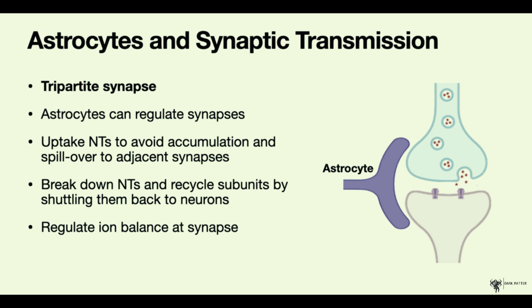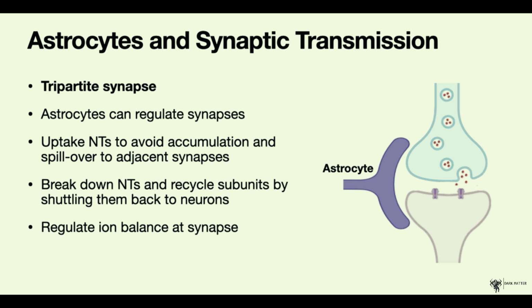So first, they can reuptake neurotransmitters, and that is important to avoid accumulation of the neurotransmitter in the synaptic cleft, and also to avoid spillover to adjacent neurons that are not intended targets of the neurotransmitter. This also prevents the overstimulation of the synapse, which can be toxic for the neurons.